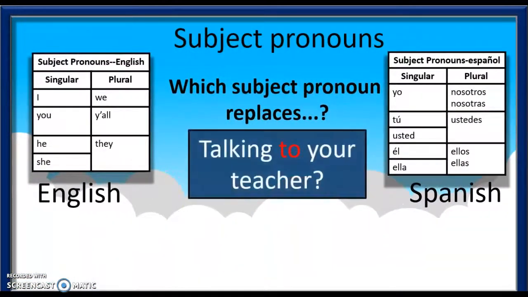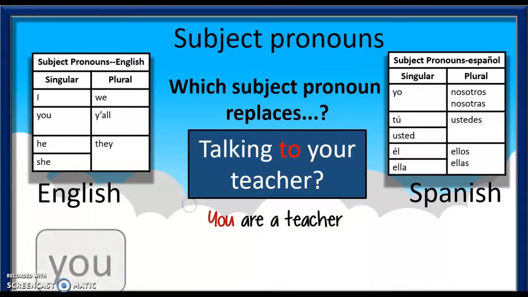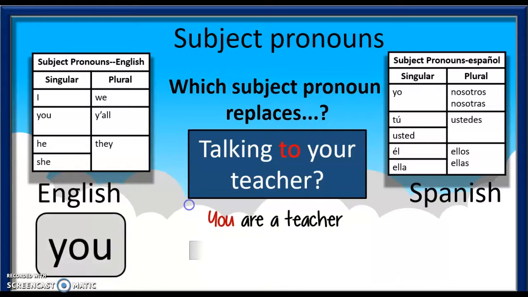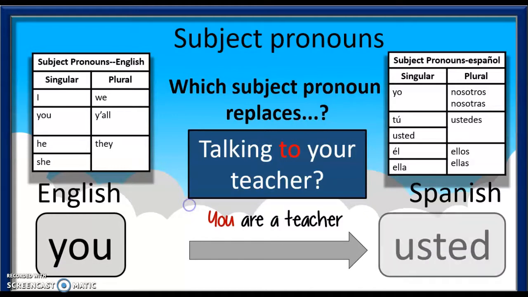What if you wanted to say to your teacher, you are a teacher, talking to your teacher? Well, the word in English is still you, but Spanish has a special word for someone that you need to show respect, or just they're older than you, they have more authority than you. So in Spanish, you would say, usted es profesora. Or you could say profesor for a male teacher.